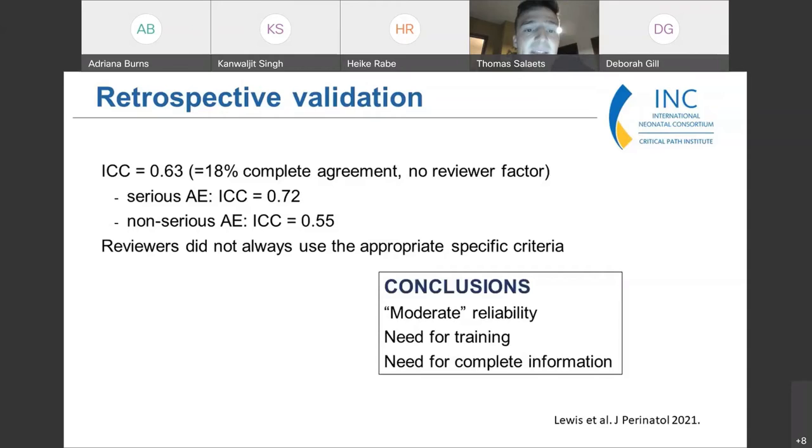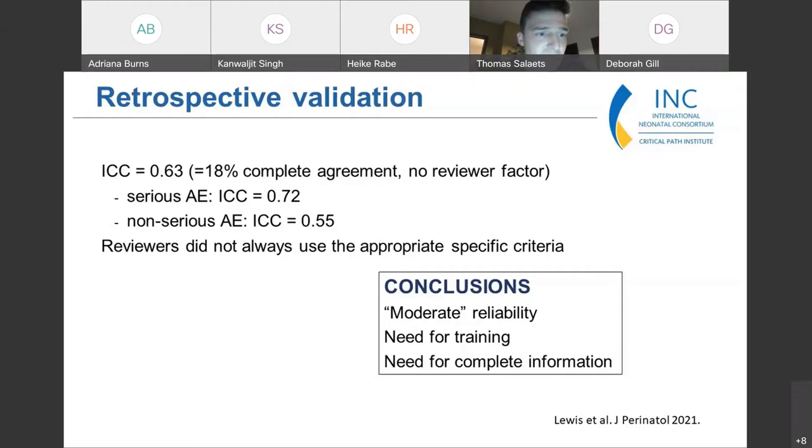The ICC was a little bit better for the serious adverse events than for the non-serious adverse events. They also noticed that reviewers were sometimes unsure whether they used the appropriate criteria, so they defined a need for training with the module. Also, as it was a retrospective study, the case reports didn't always include the information needed to classify the adverse events using the criteria we provided. But overall, it's good or moderate reliability, with those two points of attention for further development.